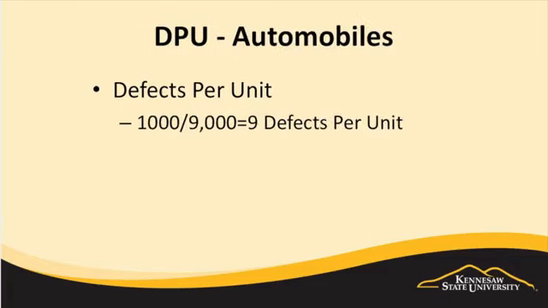Let's say we're making automobiles, and this month we produced 1,000 new cars. Automobiles are complex machines, and many things can go wrong. We found 9,000 defects in our automobiles. When we divide the number of units produced, 1,000, into the number of defects, 9,000, we find that we have 9 defects per unit. Some units may have more defects, and some may have none at all, but the average number is 9.